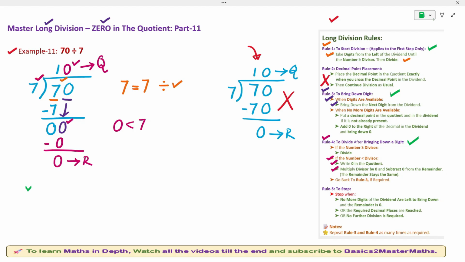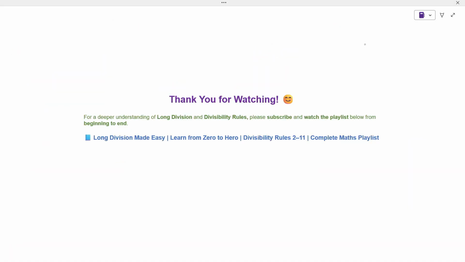Also, the division is complete because no more digits of the dividend are left to bring down and the remainder is 0. Got it? Observe, this is the incorrect approach and this is the correct approach to solve this problem. Got it?